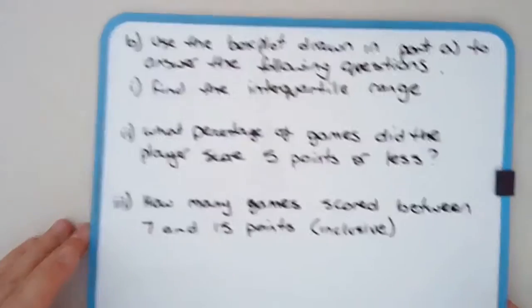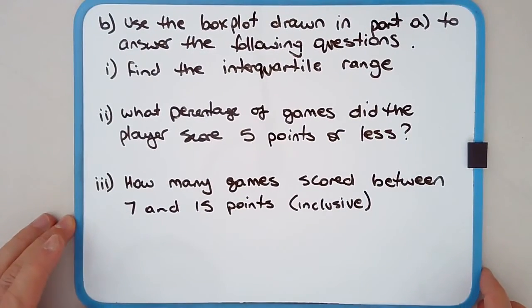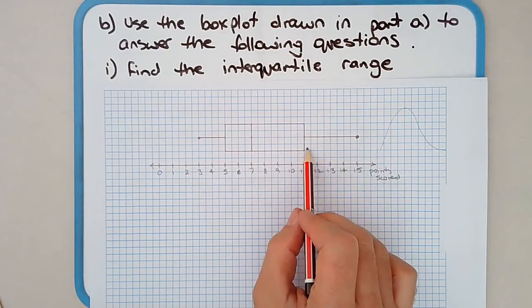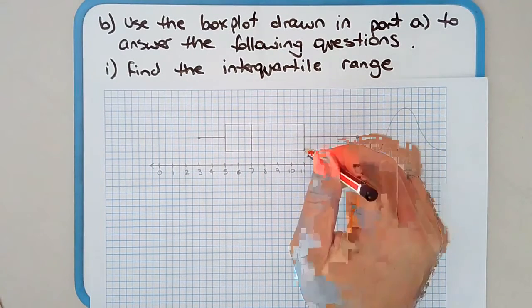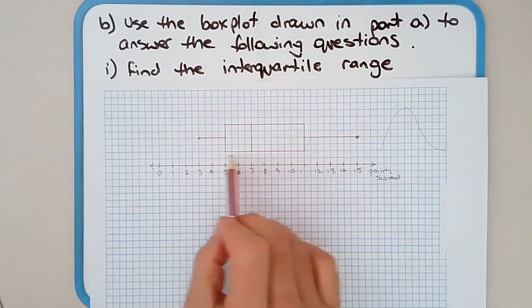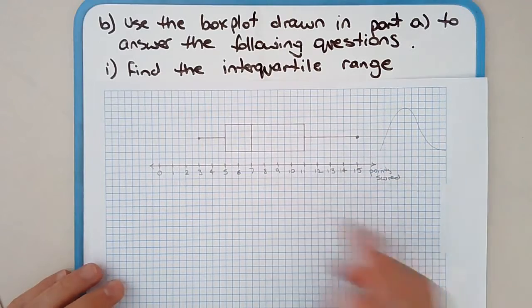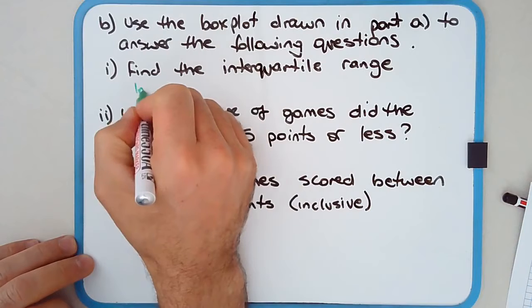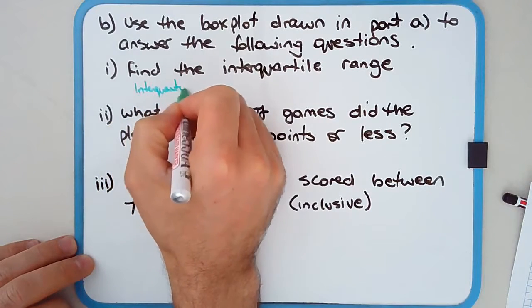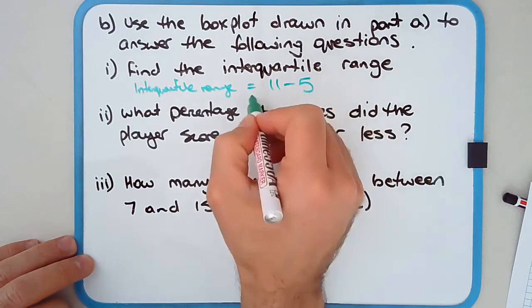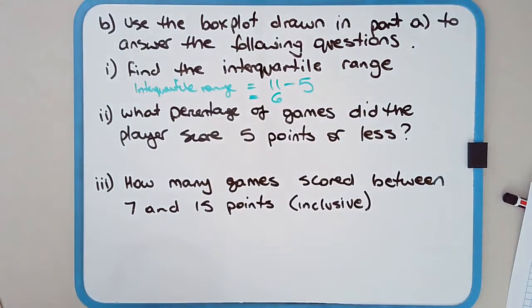Right, let's have a look at part B now. Using the box plot drawn in part A, answer the following questions. Find the interquartile range. Recall, interquartile range is the width of the box. Starting at 11, going to 5, so 11 take away 5. The interquartile range is the difference between the two. So 11 minus 5 is 6, and that equals 6.